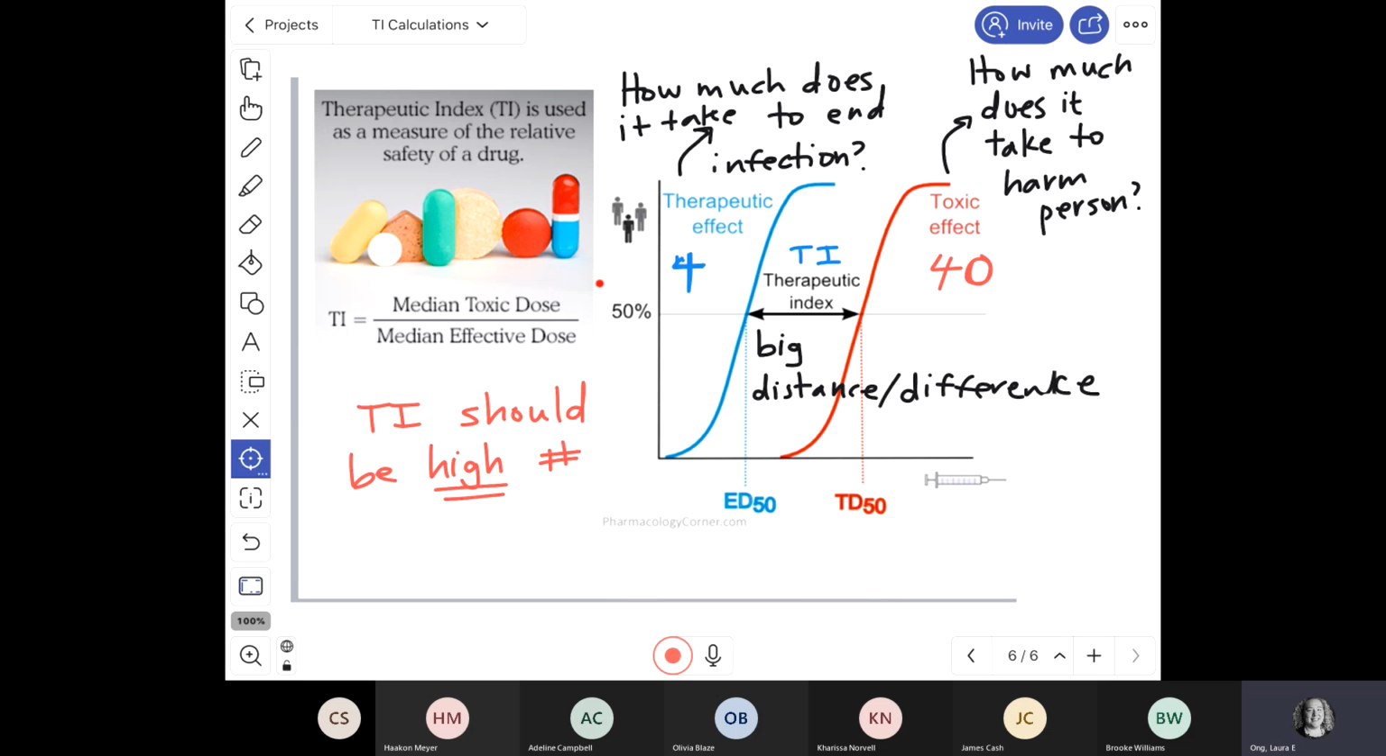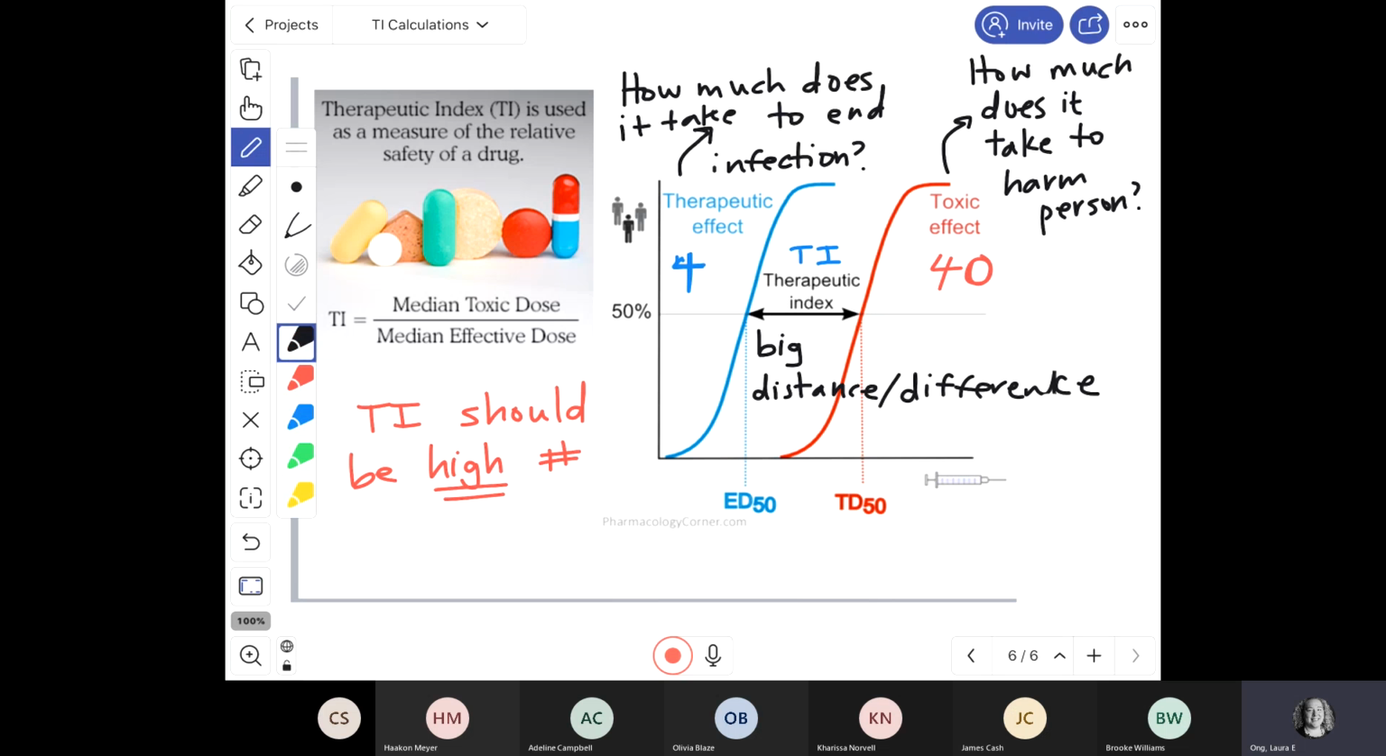And so in this particular equation, we're going to divide the median toxic dose, or the dose at which 50% of the people suffer toxicity, by the median effective dose, which is the dose that will help 50% of the people. We call that therapeutic index.